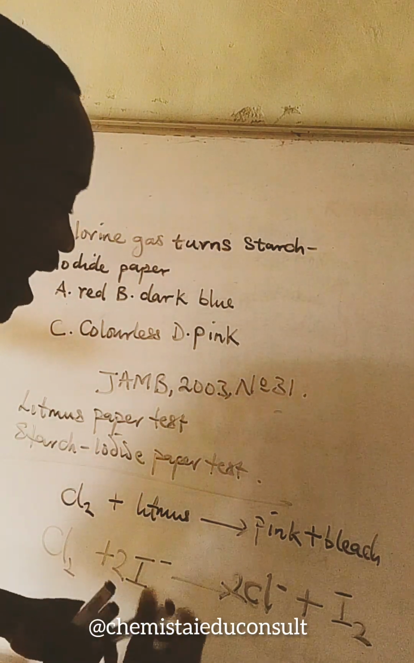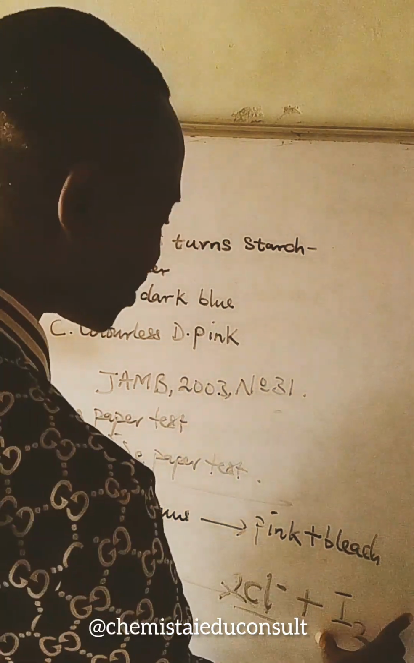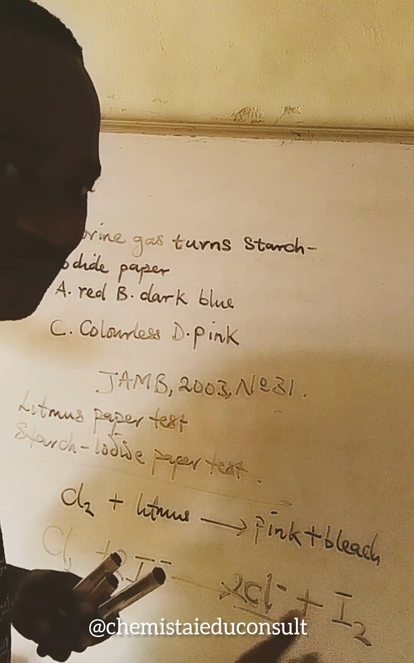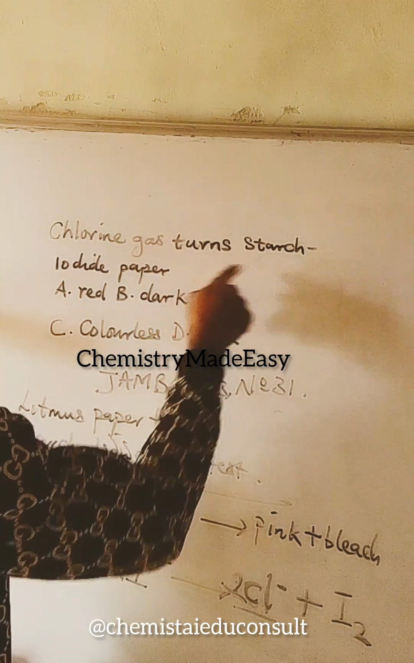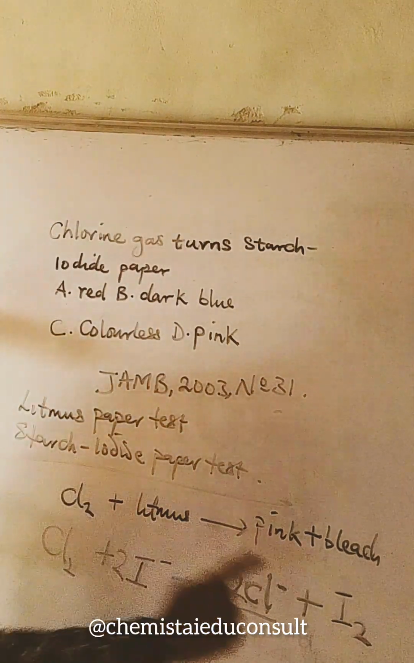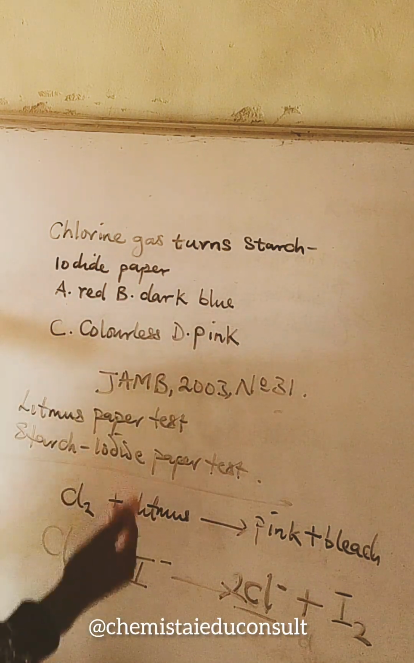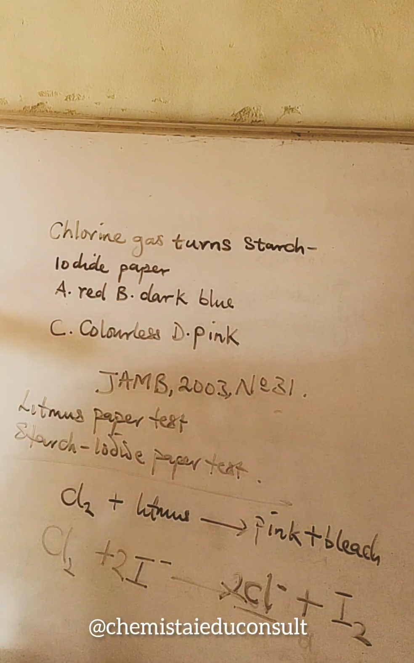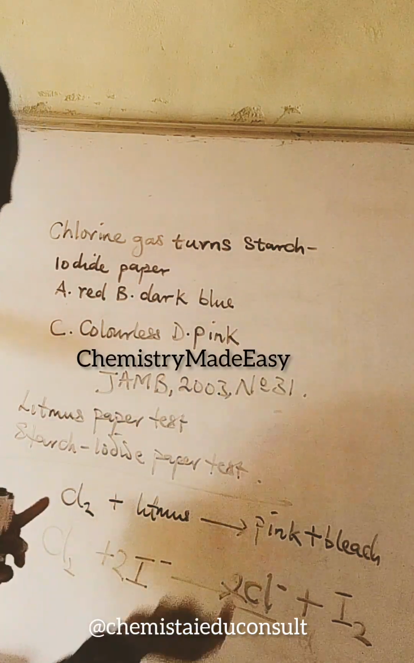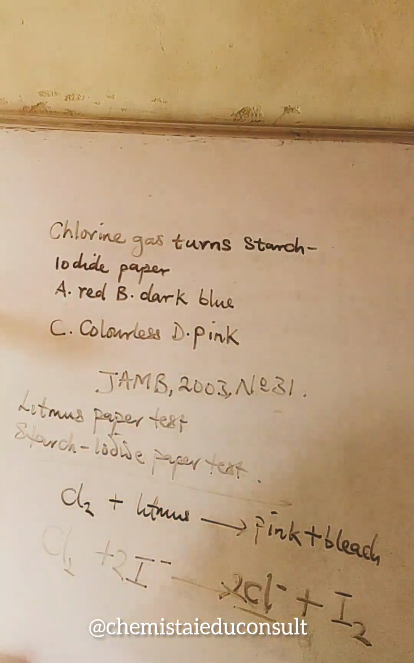So at the end of the day, chloride ion is colorless, but iodine molecule is now responsible for the color change of the starch-iodide paper, which is dark blue. Iodine molecule is dark blue when you are testing for chlorine using starch-iodide paper. What chlorine does is to precipitate iodine molecule out of the starch-iodide paper, which turns the starch-iodide paper dark blue.